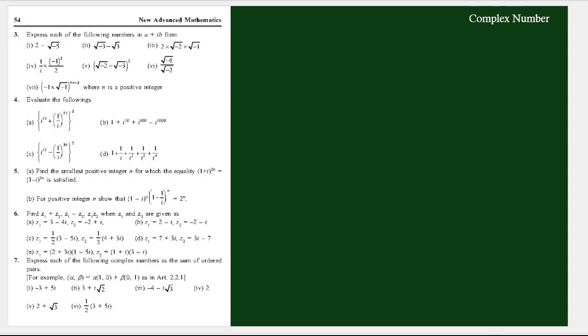So let's do number 5. What's there in number 5? Find the smallest positive integer n for which the equality is satisfied. We need to find the value of n.